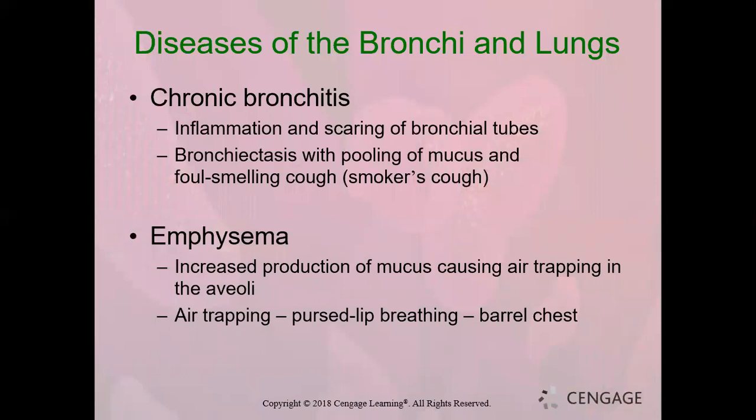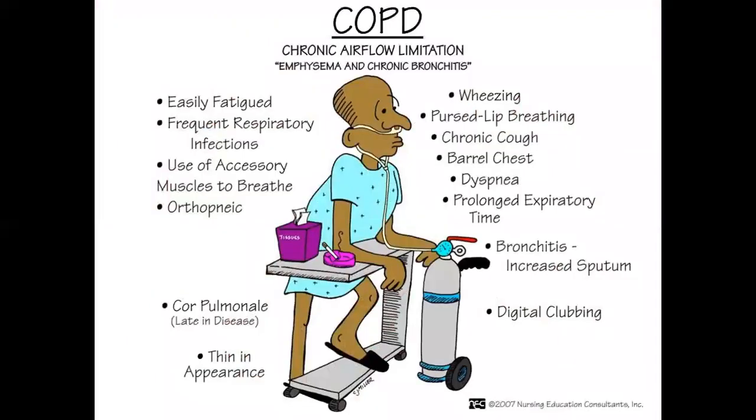Chronic bronchitis is an inflammation and scarring of the bronchial tubes. You can get a pooling of mucus and a foul-smelling cough. That's a smoker's cough. Emphysema is just an increased production of mucus causing air trapping in the alveoli. There we go back to that pursed lip breathing and the barrel chest.